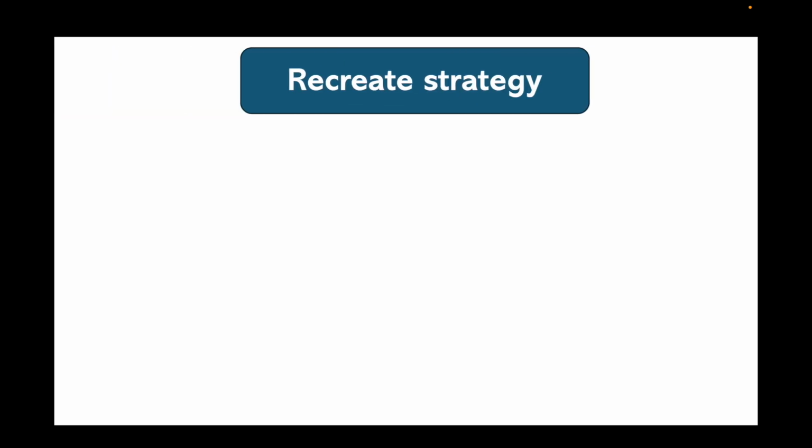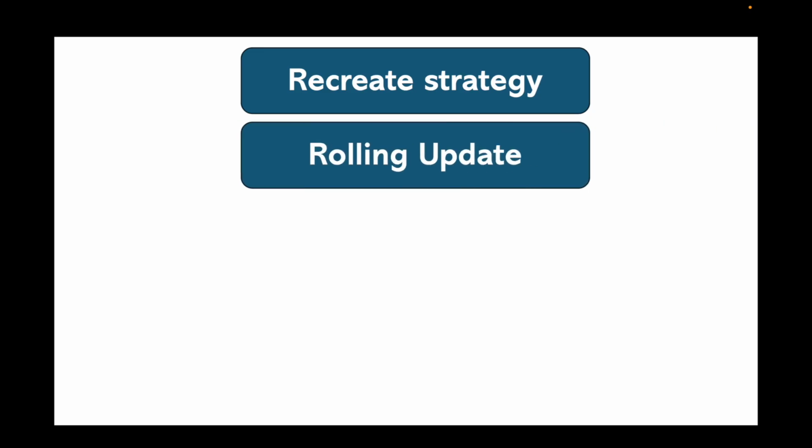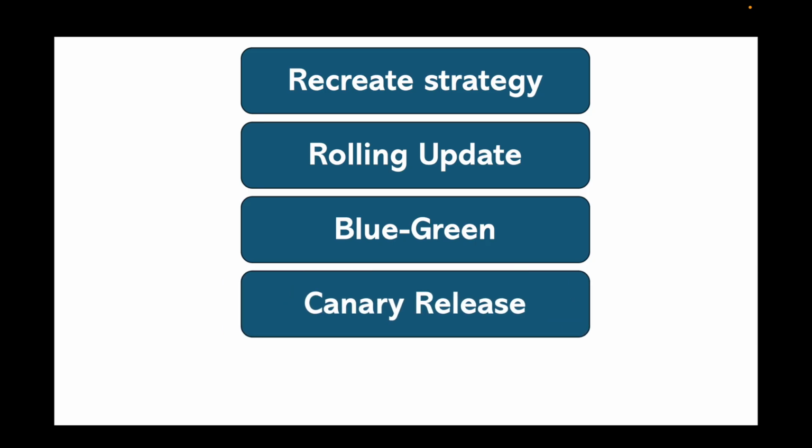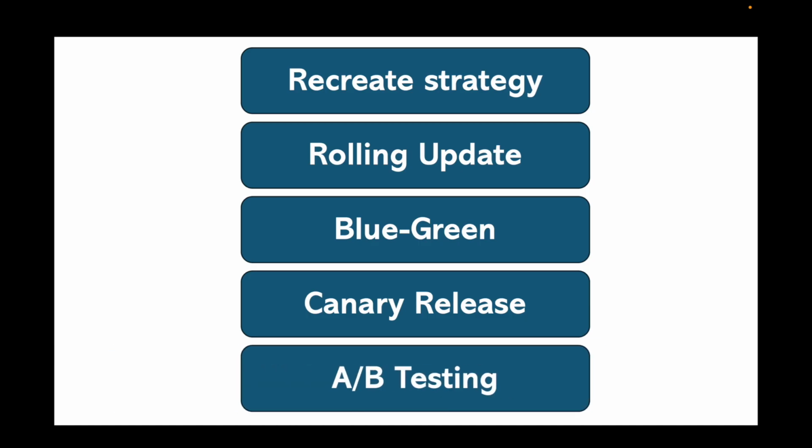If you need simplicity and are okay with application downtime, then go with recreate strategy. If you want efficiency with zero downtime, then go with rolling updates. If you need speed and safe rollback with minimal downtime, then go with blue-green deployment. If you are dealing with high risk and want to reduce the blast radius when there is an issue, then go with Canary release. And finally, when you want to make a data-driven decision and decide on which version of the feature works best, then go with A/B testing.